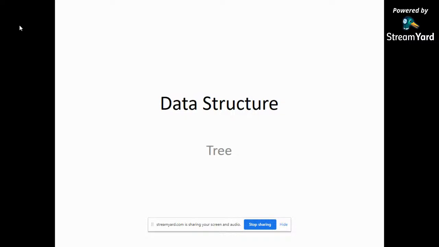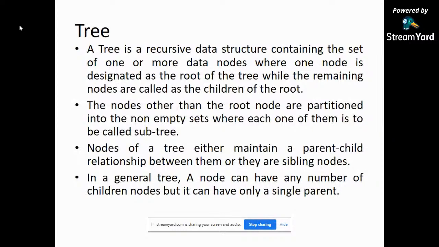Good afternoon, students. Today we'll study tree data structure. So, a tree is a recursive data structure containing the set of one or more data nodes, where one node is designated as the root of the tree, while the remaining nodes are called as the children of the root. Now, as the definition says, it is a recursive data structure. Why are we calling it a recursive data structure?